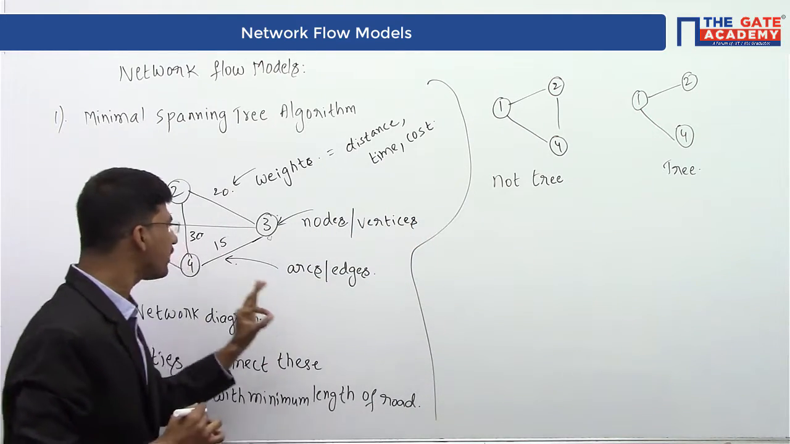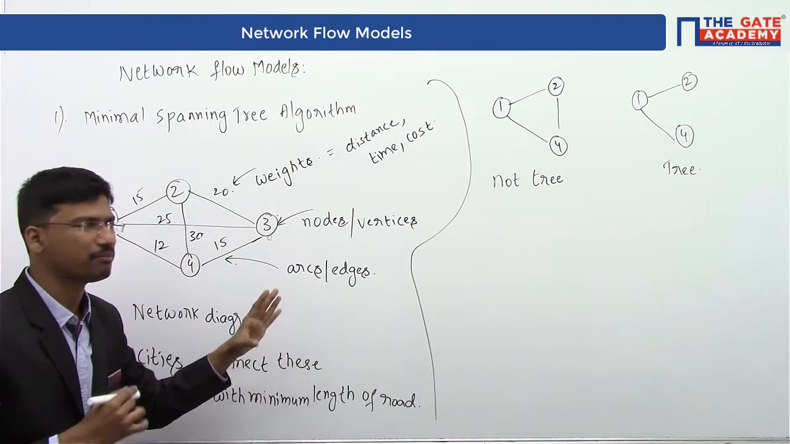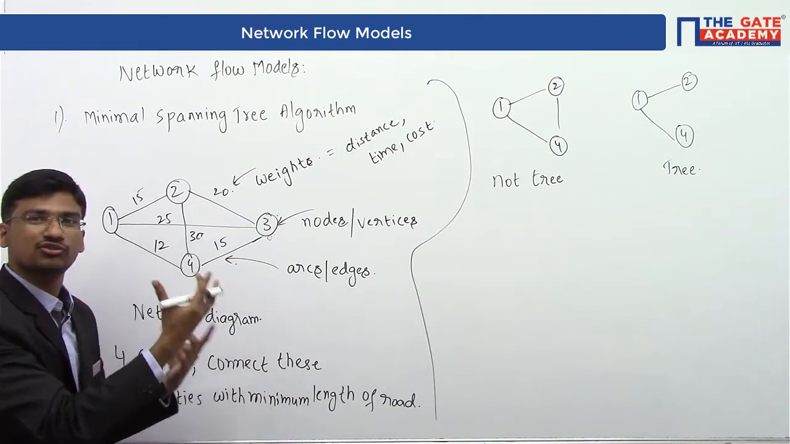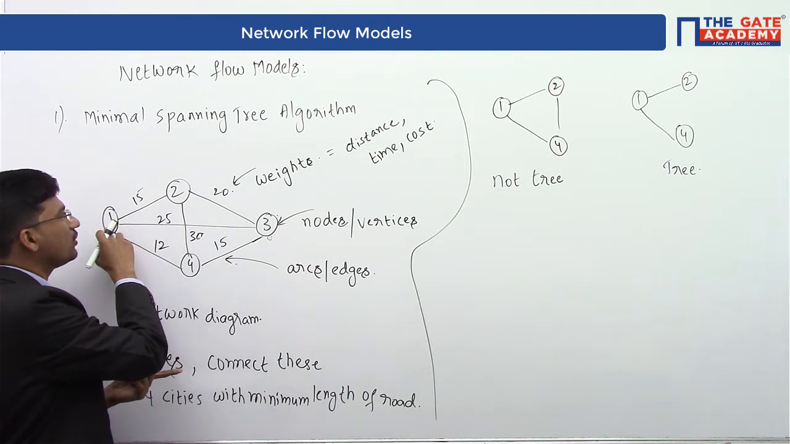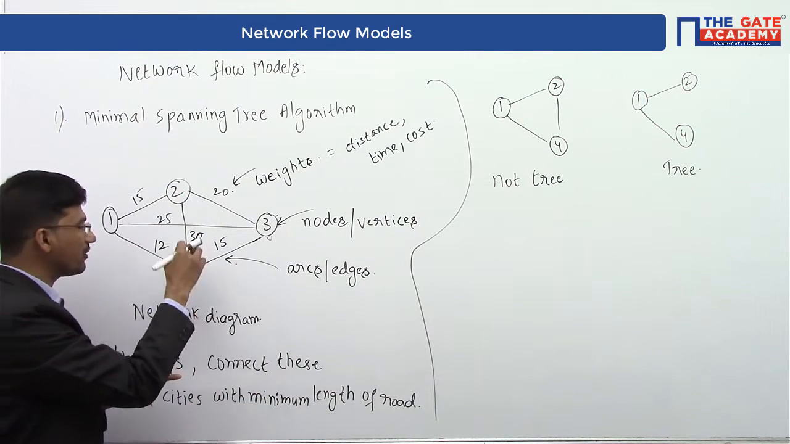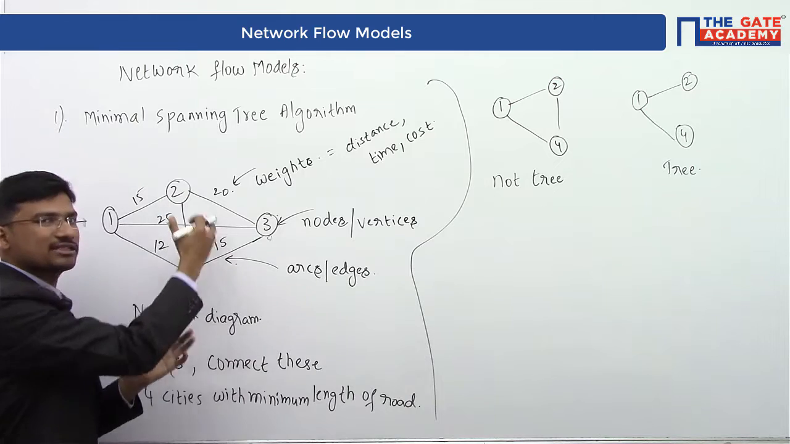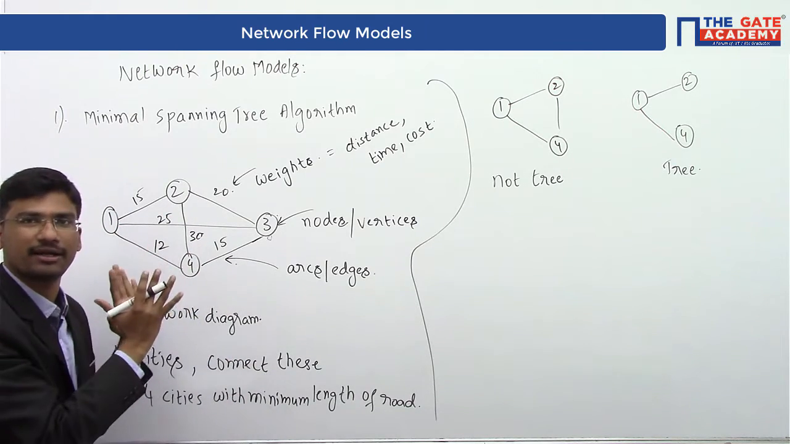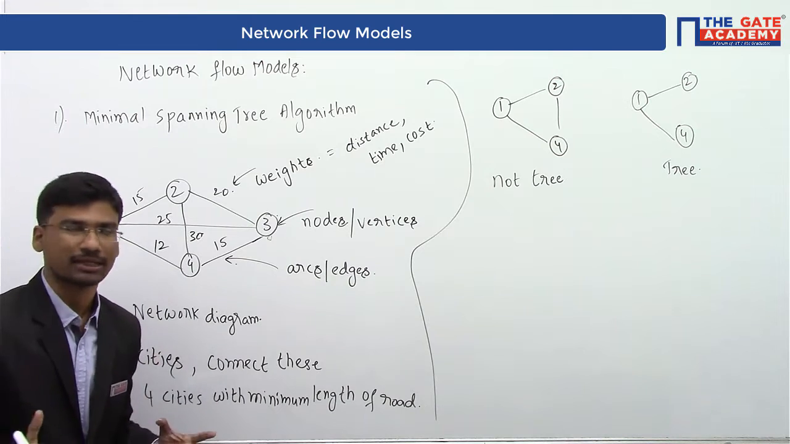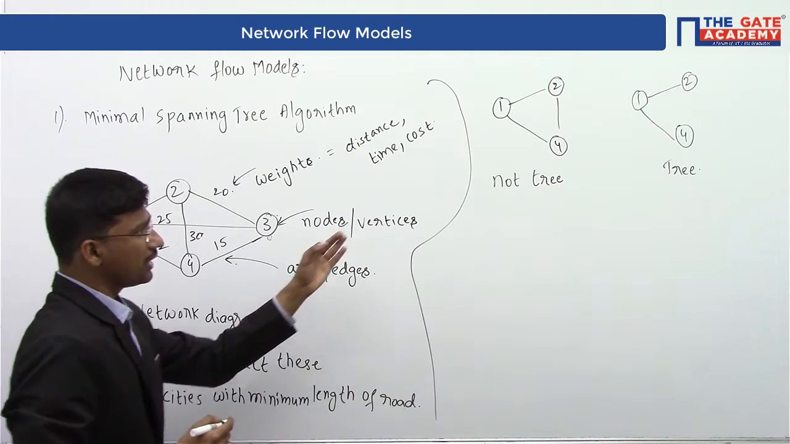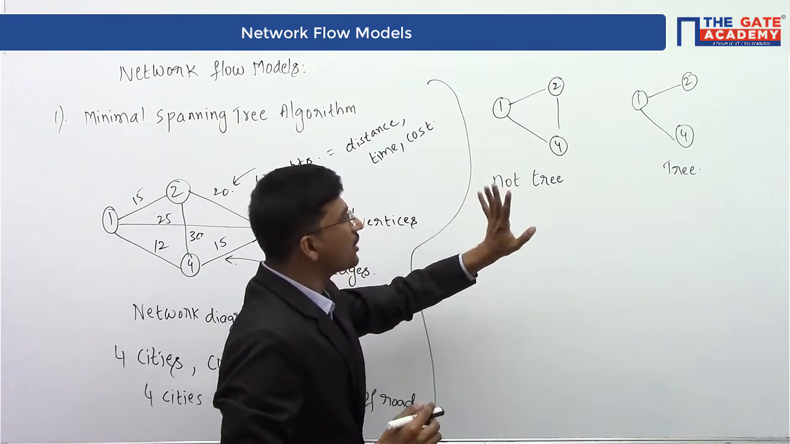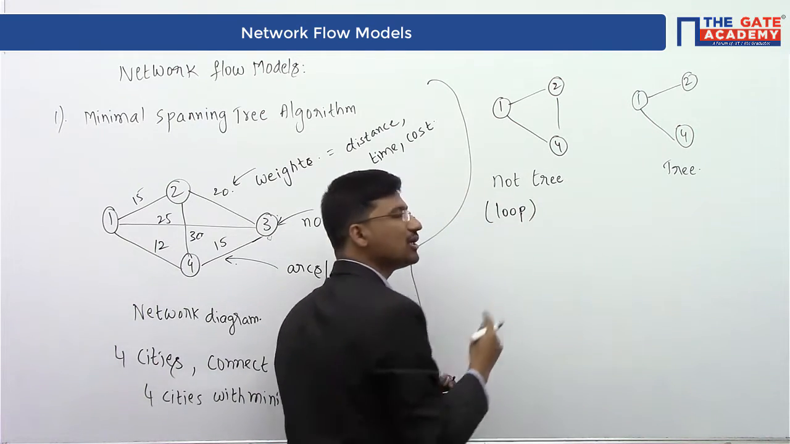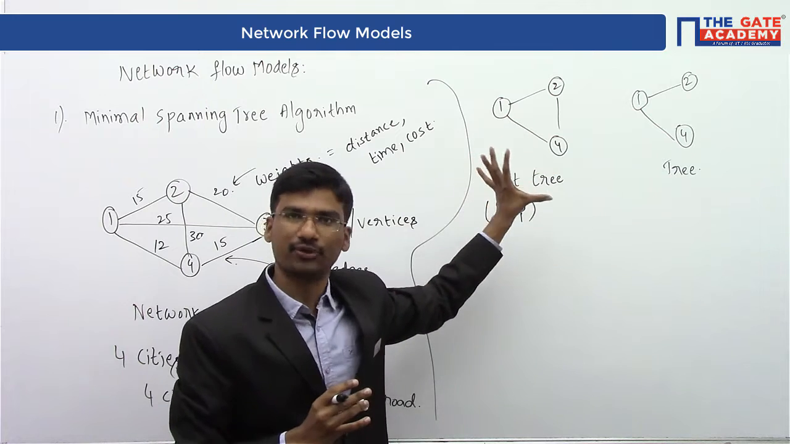First of all, this is a non-directional network because it is based on the applications. There is no restriction that you can build a road only from 1 to 2. You can build a road from 4 to 2 also, so in this direction also you can build. That is why there are no directions for this particular network. It depends on the application. Now, this is not a tree because it has a loop. When there is a loop, we cannot call it a tree.